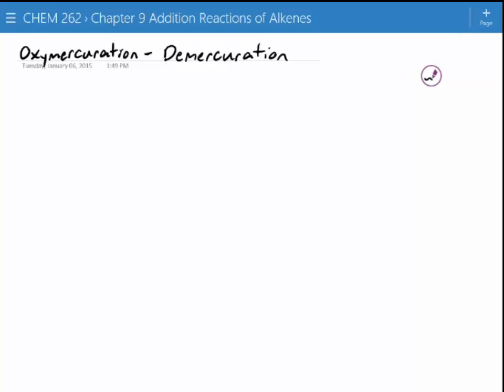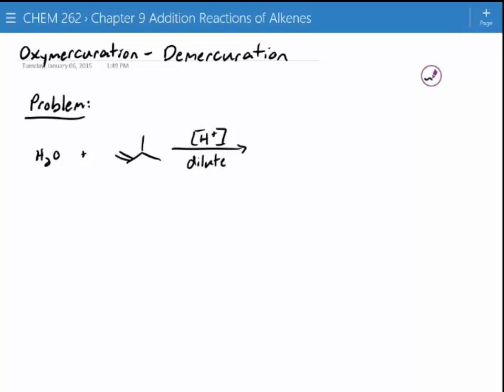There's a problem with acid catalyzed hydration that is observed very regularly, and I'll show you what this problem is. If we take something like water and try to react it with this alkene using our acid catalyzed hydration conditions, where we have dilute catalytic acid, we would naturally want to draw the alcohol adding to the more substituted position, right? But the reality is that we get another product as well.